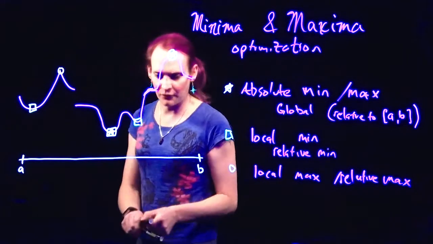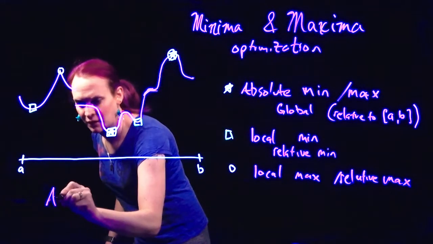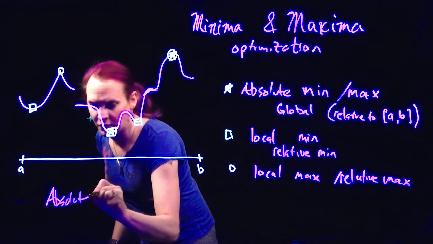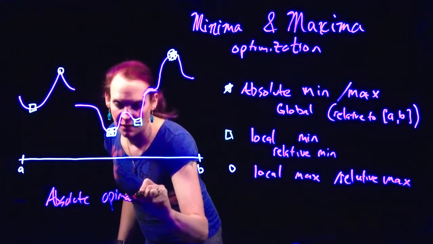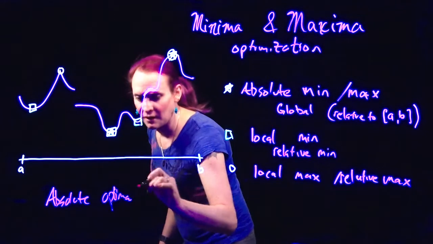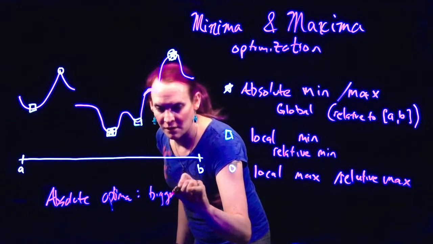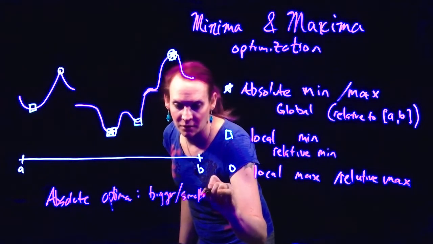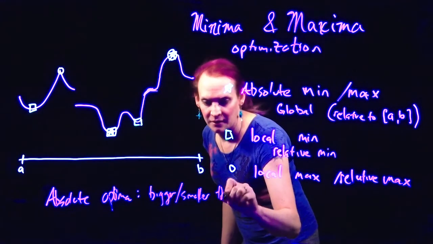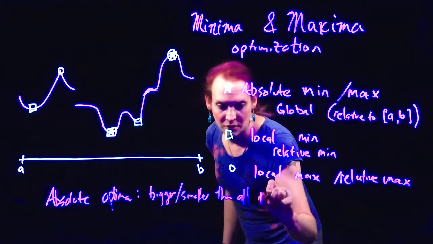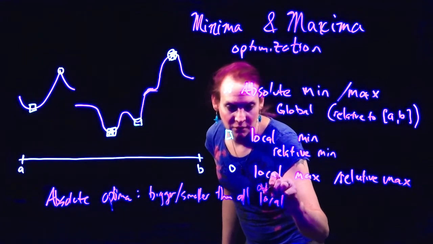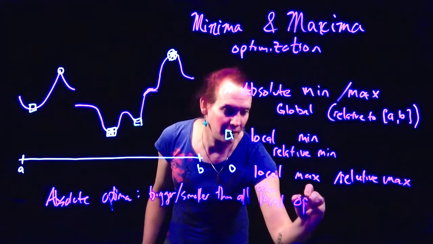So let me write that down for you. Absolute: an absolute optima is one that is bigger or smaller than all other local optima.